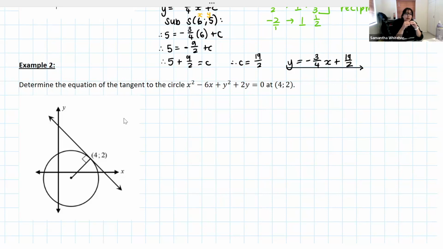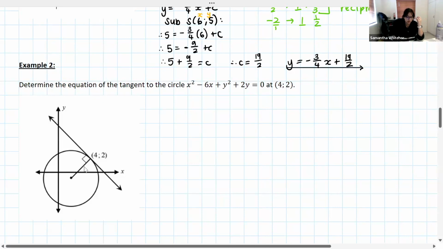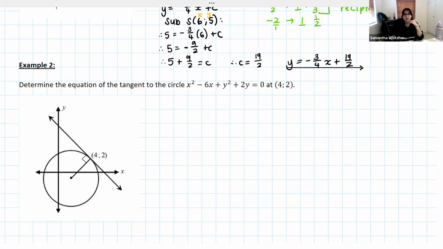But before we even get there, what am I going to have to do in order to start doing anything to do with the equation of the straight line? So look at the information you've been given. What is my very first step that I now need to do? Because there's information that I need before I can even get to the gradient.